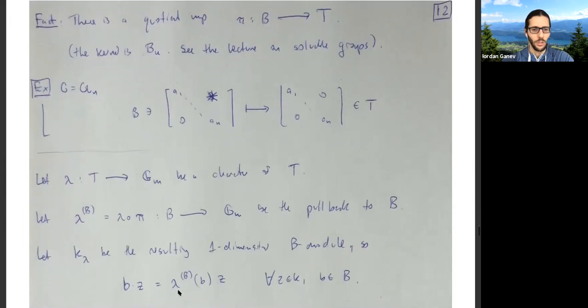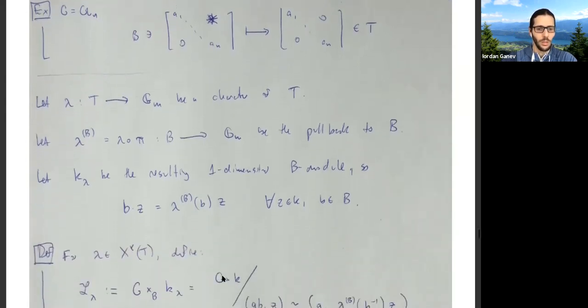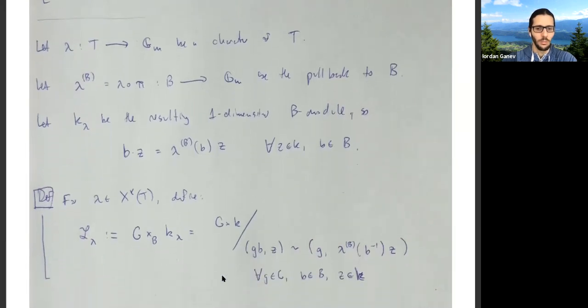And just a bit of notation. I'm going to call K_lambda the resulting one-dimensional representation of B. So B acts on this K_lambda via this character lambda. That's just notation. Okay, so here's the construction. Let's take a character of the torus, and I'll define the space curly L_lambda, which is the following. We take G cross K. So we just cross it with this one-dimensional vector space.